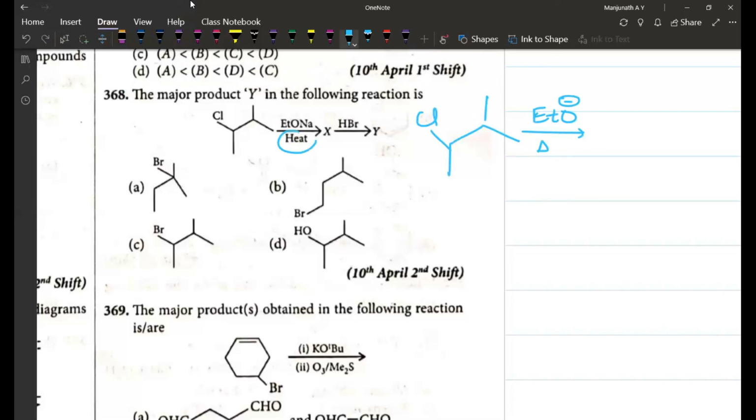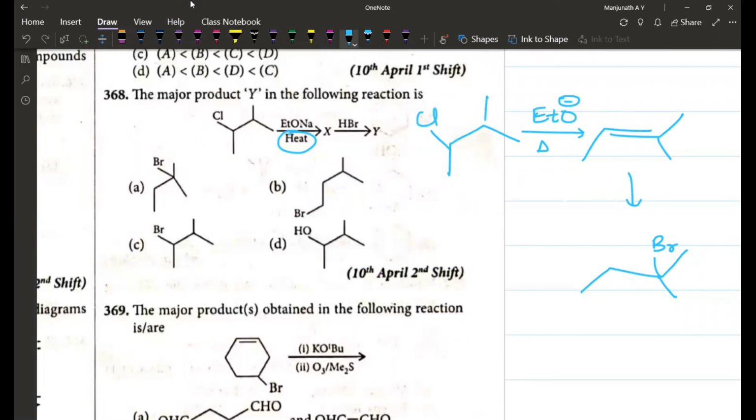The moment you see heat, what you should do? Elimination. Just Option C. Elimination has to be done, so this will be our product. Then addition of HBr, bromine water to the alkene. Yes, this will be the product, which is, sir, A.